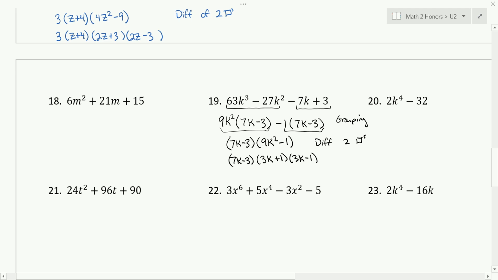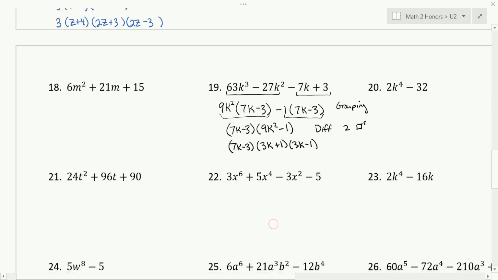Okay. 21. We have 3 terms. GCF, always consider that first. Is there a GCF? 3. Yes, for sure 3. Can you do what? So you know 3 works. Maybe more works, but let's do 3. Actually, let me teach you another trick.